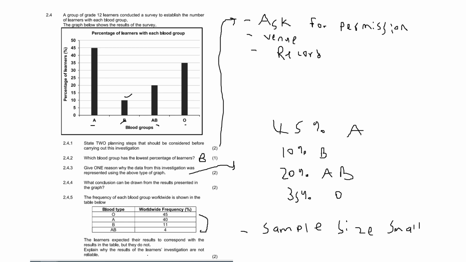So for them to have accurate results, they must include more people in the study. So your reason will be it's a small sample size. For them to have accurate results, they must increase the sample size, meaning they can do from grade 8 to grade 12. So that should be our lovely answer there.